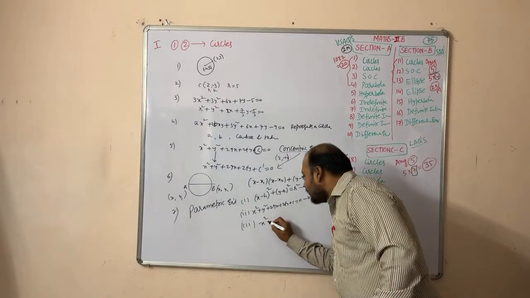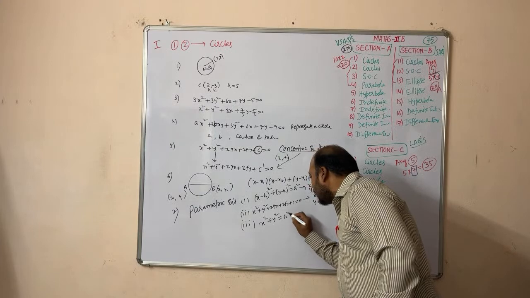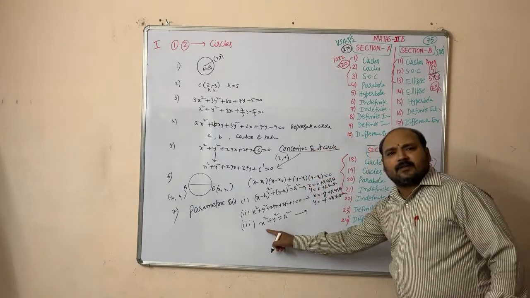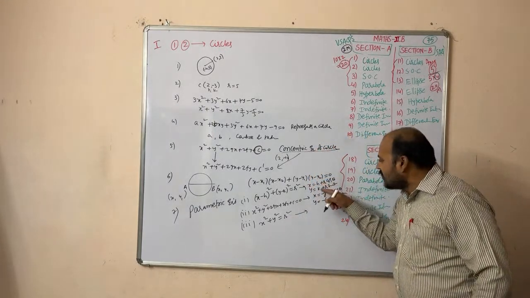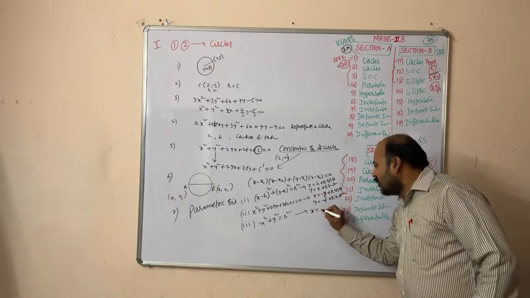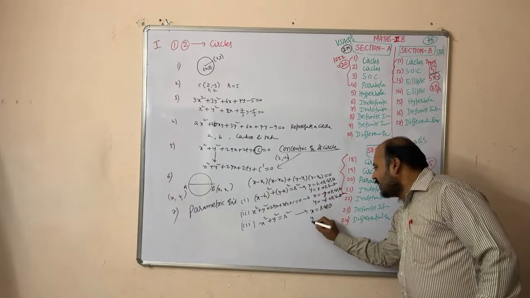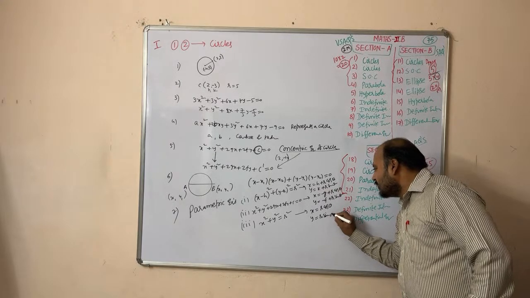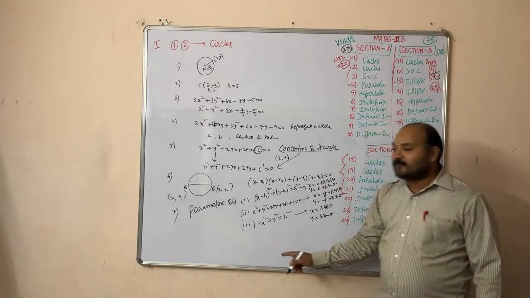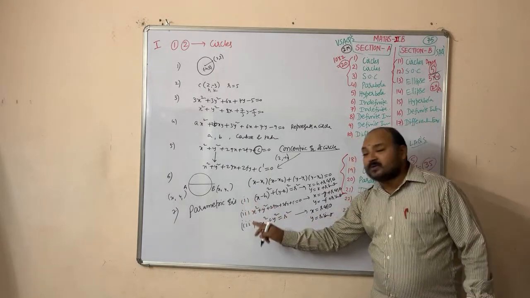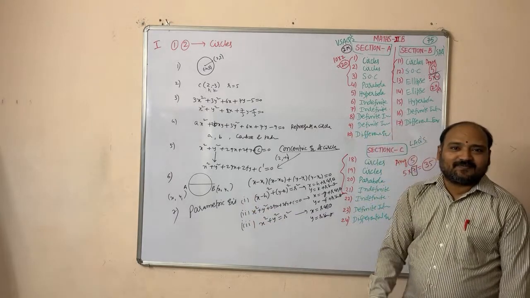Suppose the circle equation is like this: x square plus y square equal to r square. So in this, the h comma k value is 0. So in place of h comma k put 0. So x is equal to r cos theta, y is equal to r sin theta. These are the parametric equations of the respective circles, dear students.